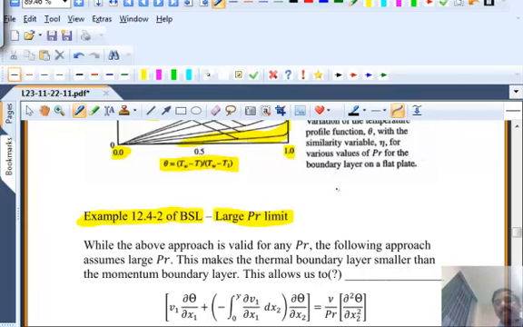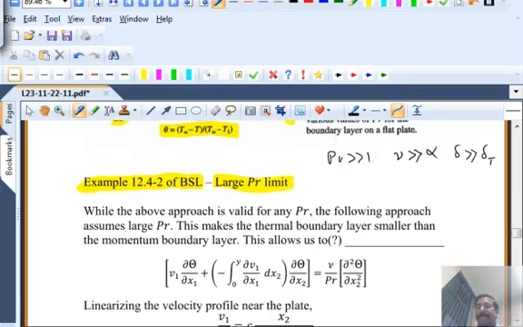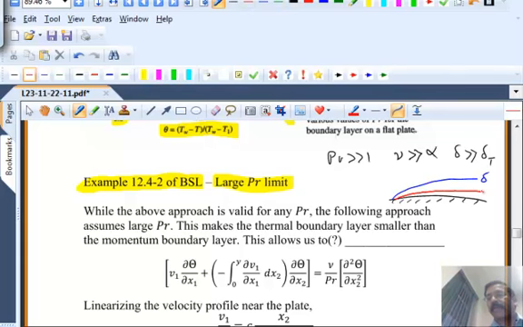So what does large Prandtl number mean? As we talked about, if the Prandtl number is much larger than 1, that means nu is much larger than alpha. So that means what? The boundary layer thickness, delta, is much larger than delta t. Nu is larger, means delta is larger than delta t, right? So let's sketch that so that we understand what's happening. This is the plate, that's delta, and that's delta t. Delta is much larger than delta t.